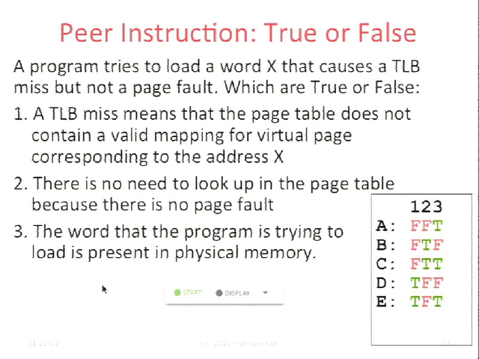So, TLB miss means that the page table does not contain a valid mapping for the virtual page corresponding to address X. So you've got a virtual address, you look it up in the TLB, but it ain't there. Does that mean that you don't have a valid mapping for that thing? Right, that is false. Because remember, the TLB is tiny, tiny, tiny. Memory is big, big, big. And there's a lot of stuff mapped into memory that doesn't show up in the TLB. Okay, so that's that one.